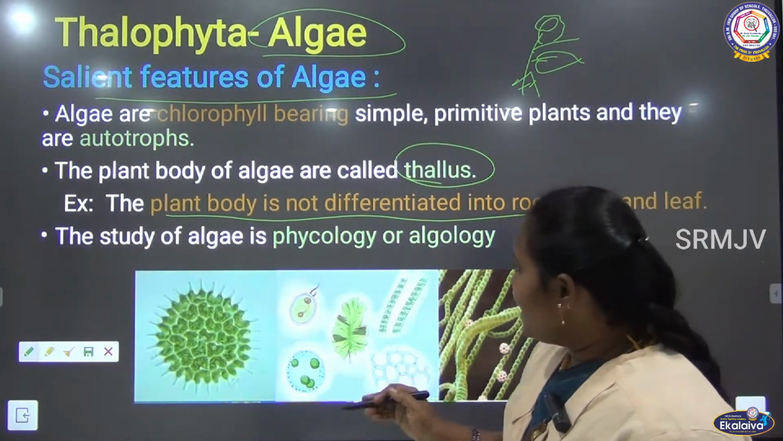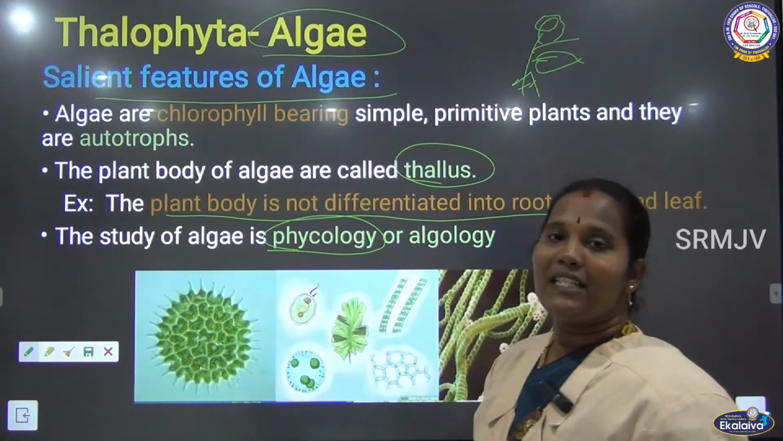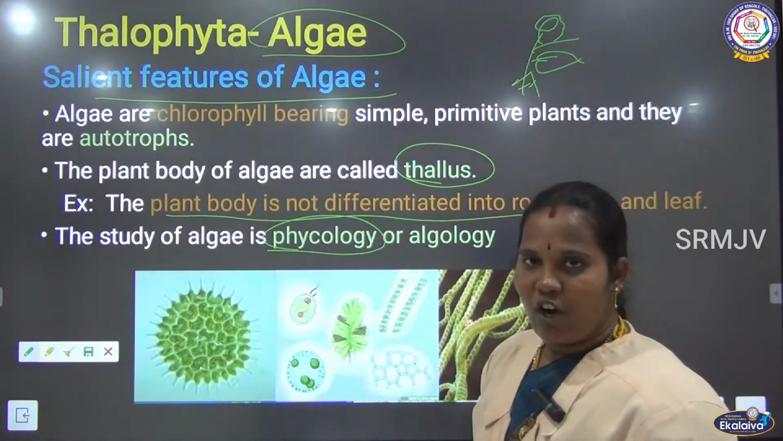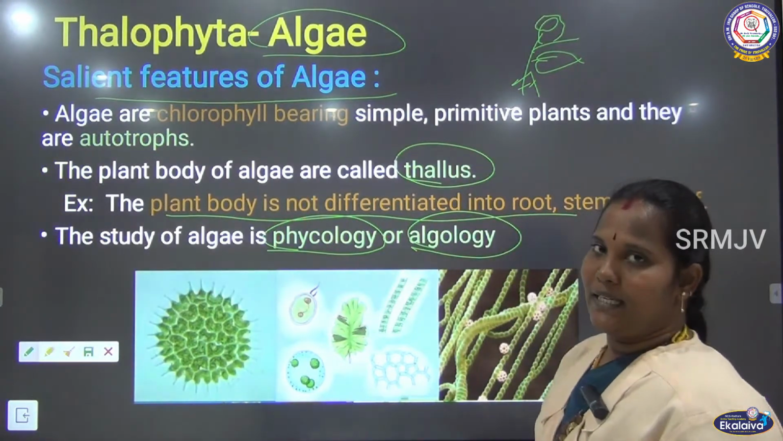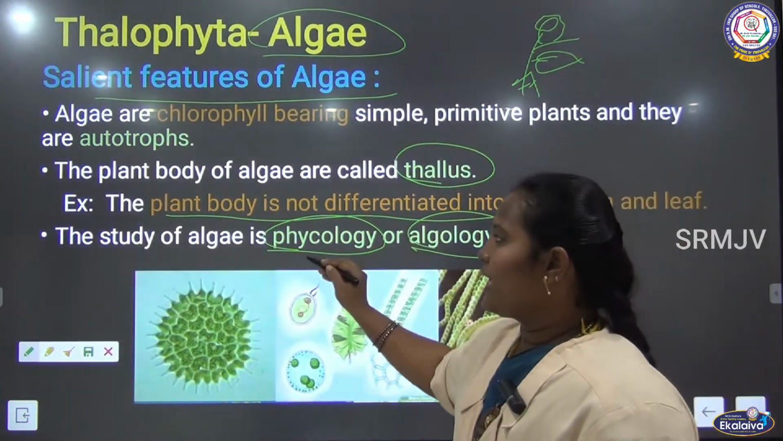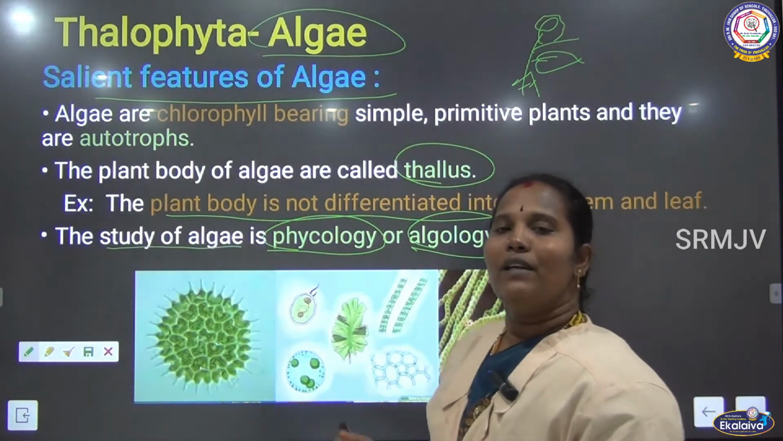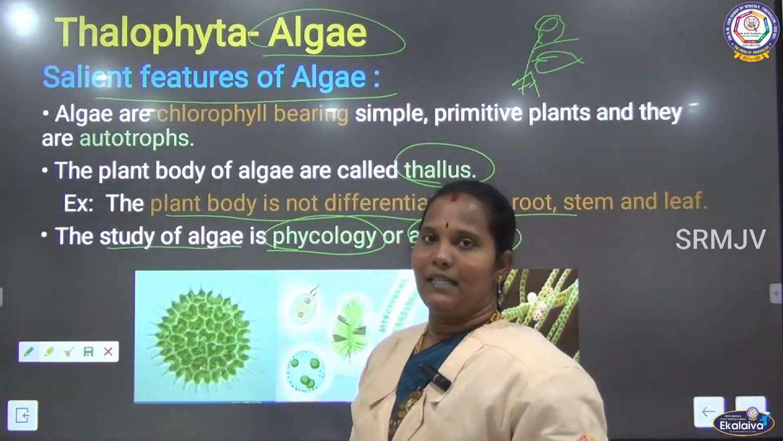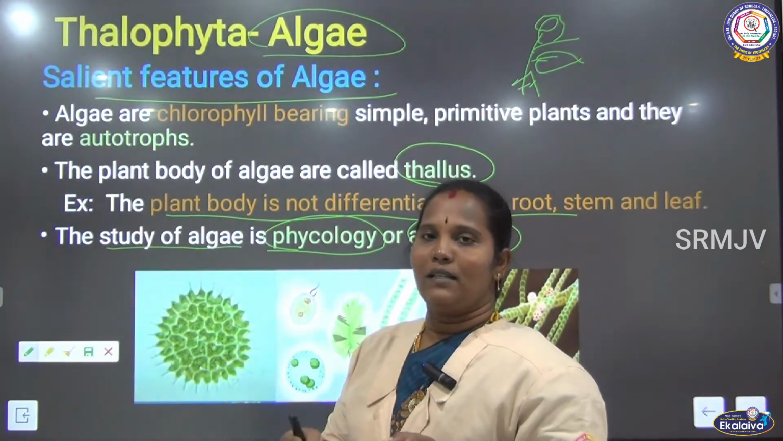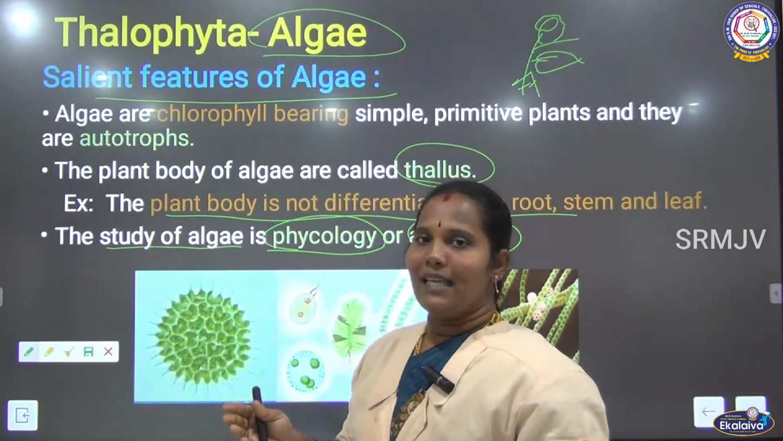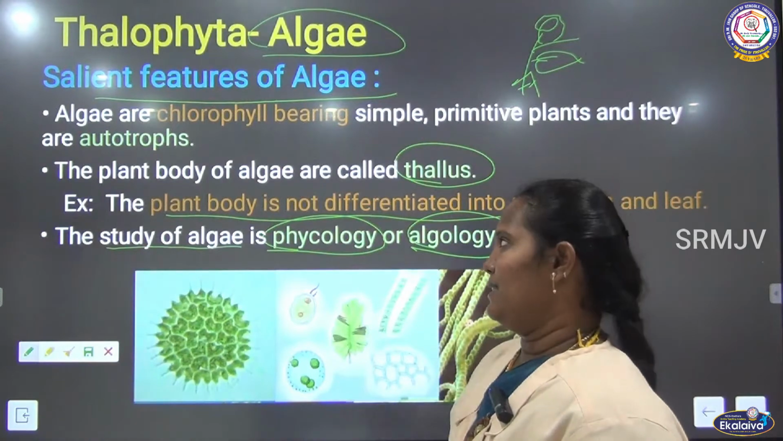What is the study of algae called? The study of algae is called phycology or algology. We know very well that the study of living things is called biology, the study of plants is botany, and the study of animals is zoology. In the same way, the study of algae is called phycology or algology.